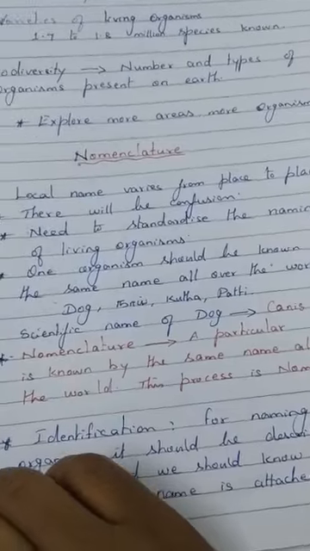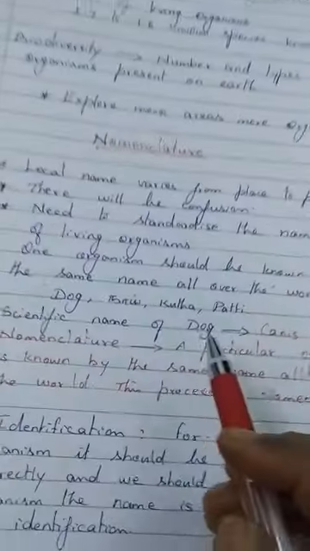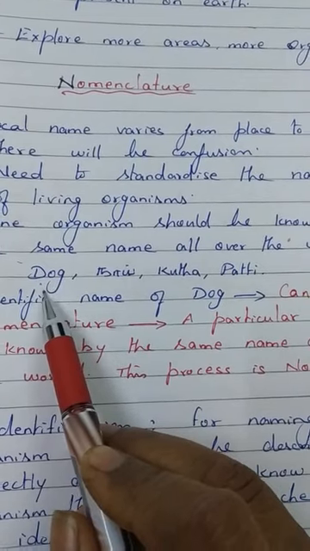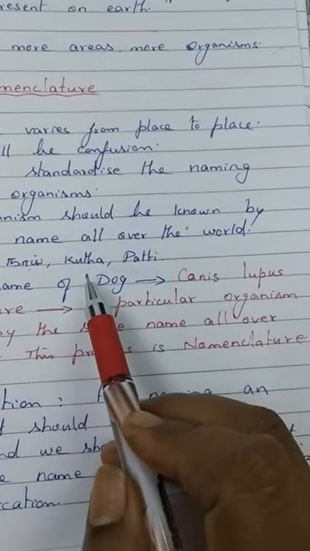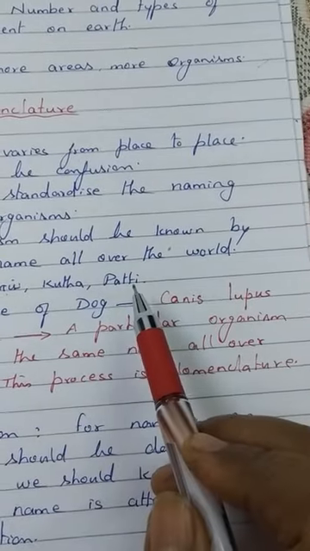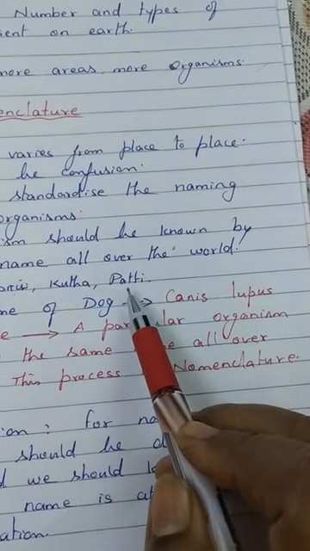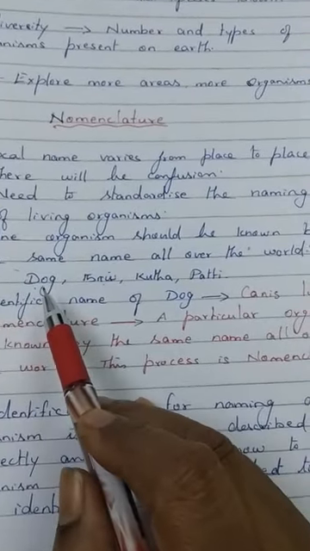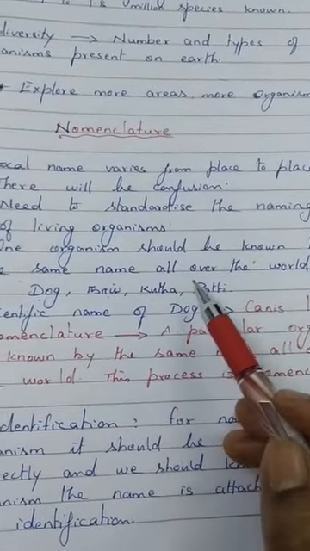For example, if you take the example of dogs, the dogs are named as dog in English. In Tamil we call these dogs as Nai. In Hindi, the same organism is known as Kutta. In Malayalam, the same organism, dog, is known as Patti. So the same organism is known by different names in different areas, even within the country.